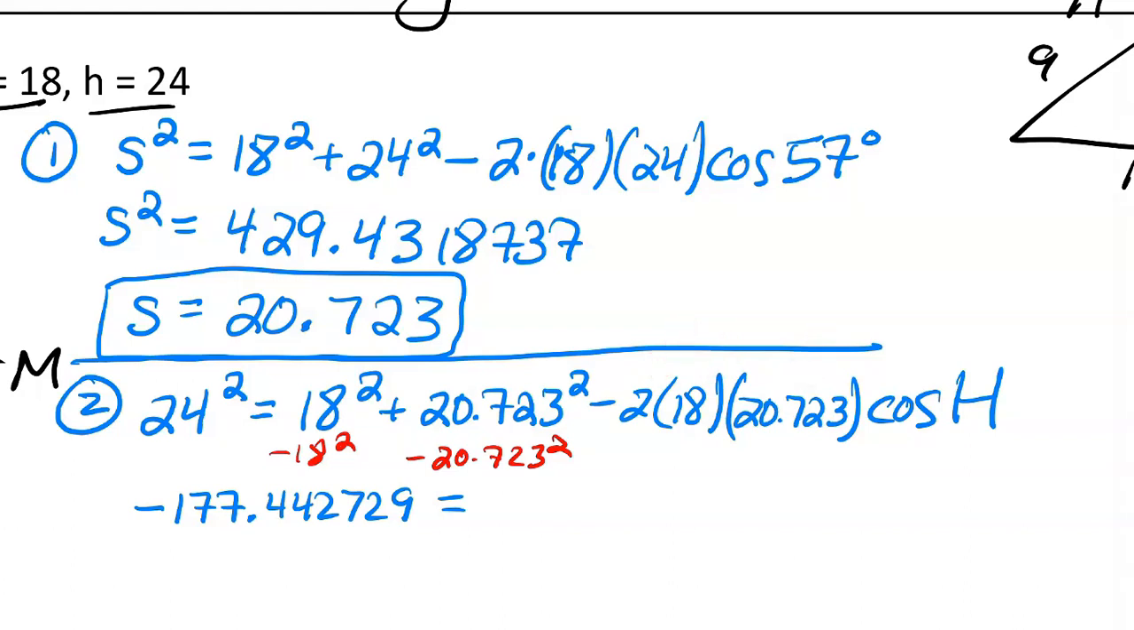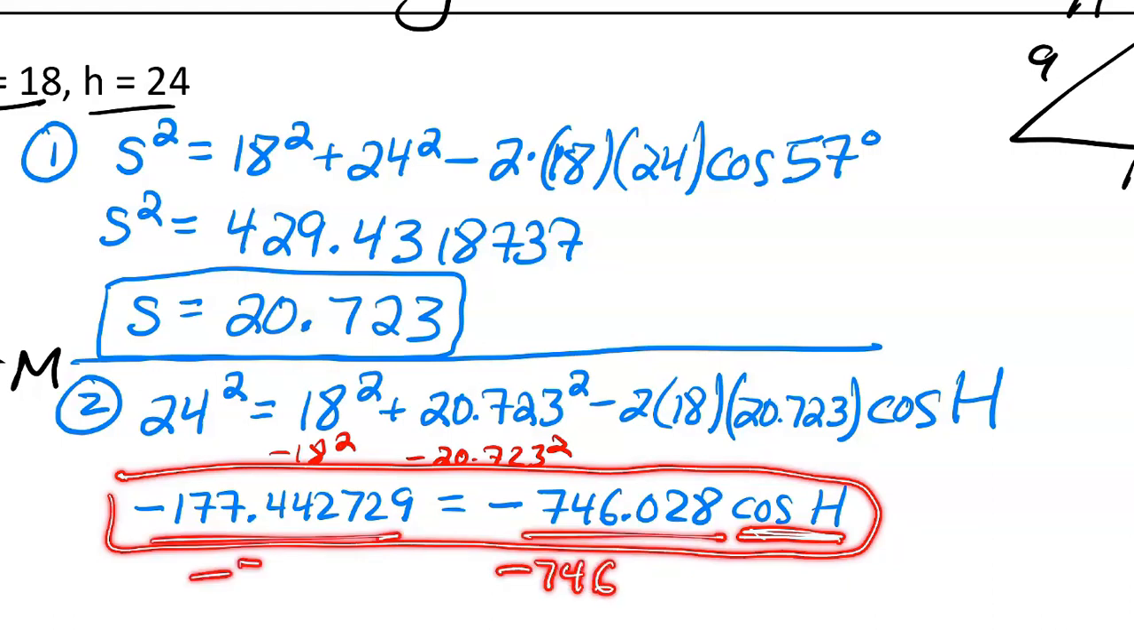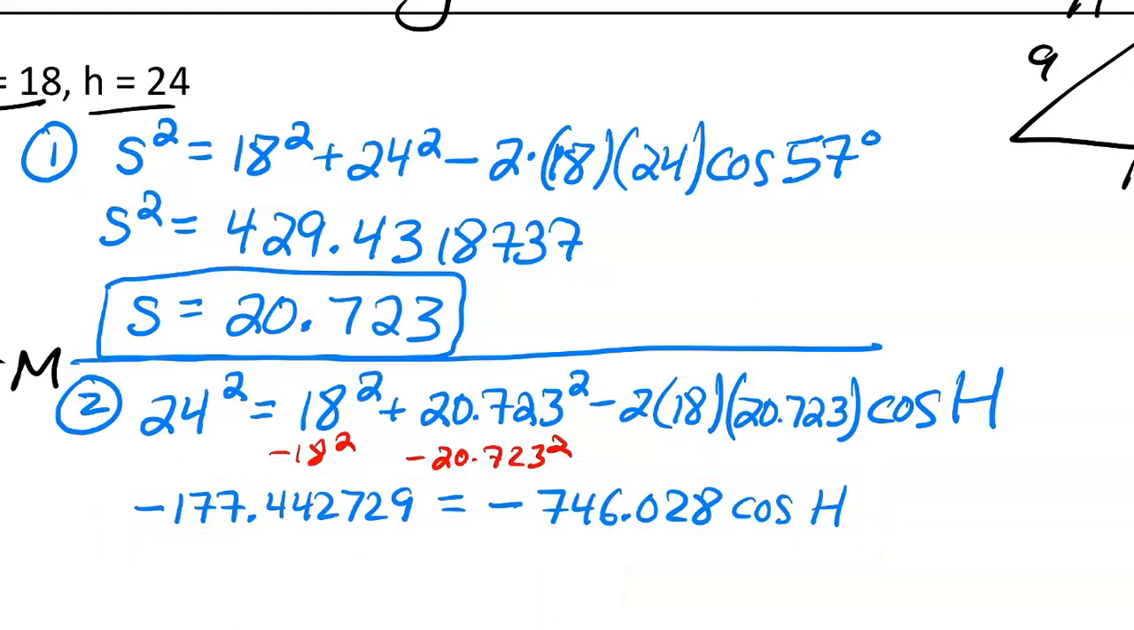2 times 18, so that equals negative 746.028 cosine. Just to focus you, let me put a box around that. That's what we have so far. Again, we're trying to isolate cosine H, so we need to divide both sides by this negative 746. When we do that, we have negative 177.442729 divided by that answer I got, negative 746.